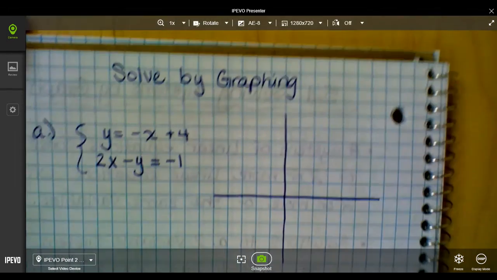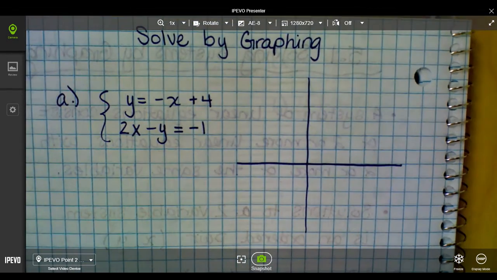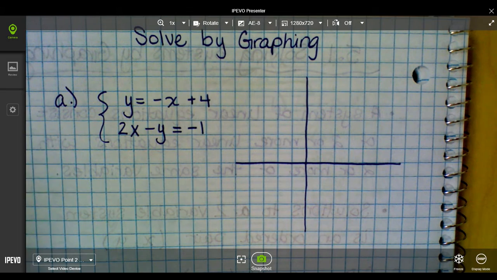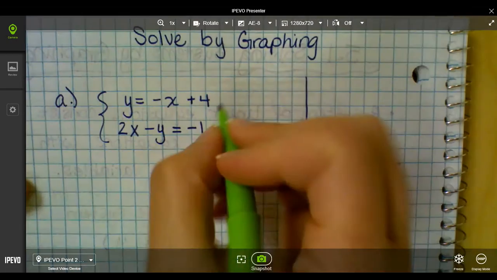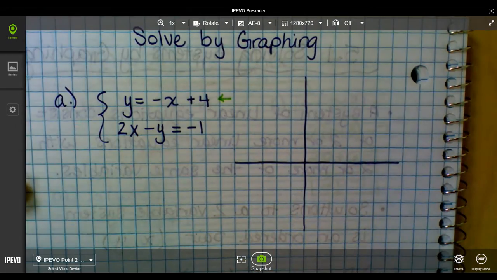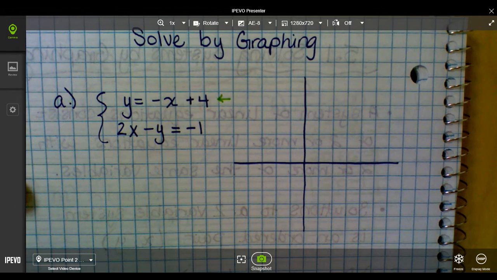Okay, and again, you guys can pause this and write down this system. And then what I usually do here is color code my lines just so you guys can tell which one is what. So I'm going to make this top line a green one. So notice this top line is already in slope-intercept form. It's already set to graph. So I can just go ahead and graph this one.